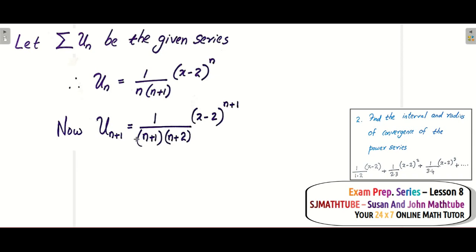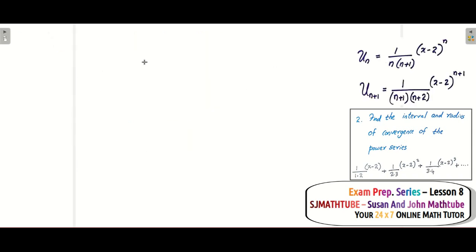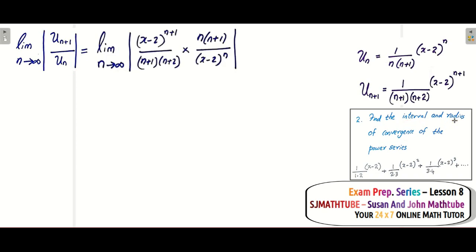Okay, and un plus 1. Okay, let's keep it here. And then the limit. And I'll repeat, don't forget the modulus when you're trying to find the interval and radius of convergence. Not when you do ratio test, but when you find interval and radius of convergence. Okay, so let's plug in those values.